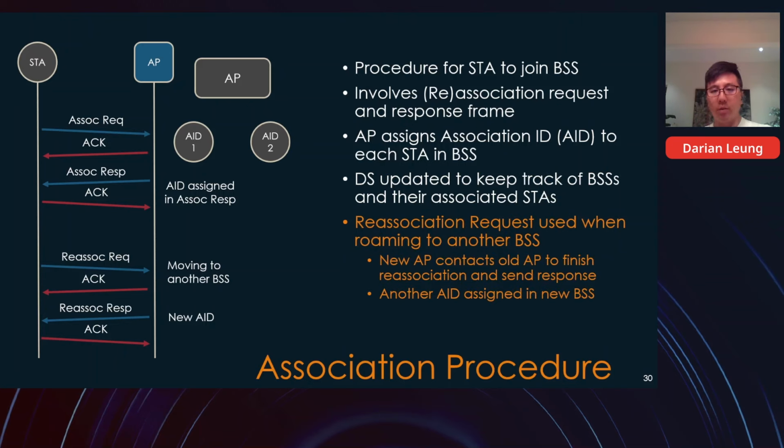As a station roams, it will need to reassociate with another BSS. Reassociation is similar, and it involves a reassociation request frame and a reassociation response frame. When the new AP receives a reassociation request, it will contact the old AP over the distribution system to let it know that the station has been reassociated. The new AP will then assign the station a new AID, and the AID is included in the reassociation response.